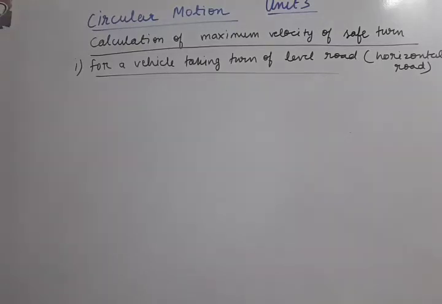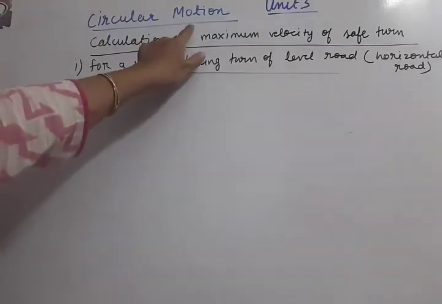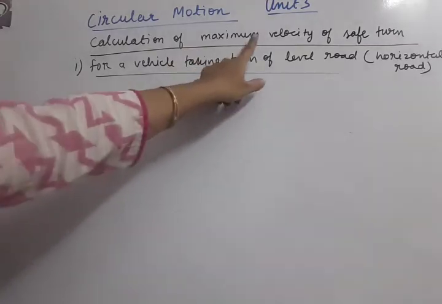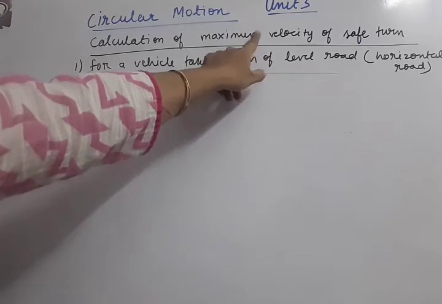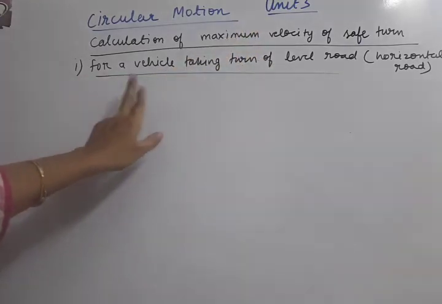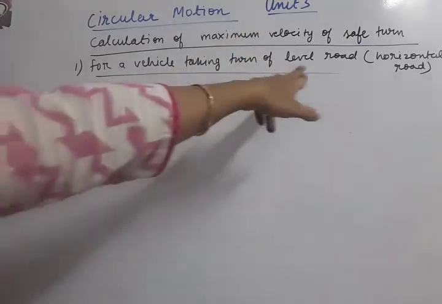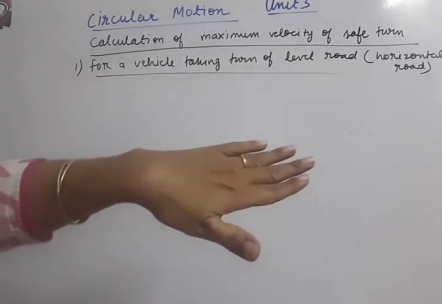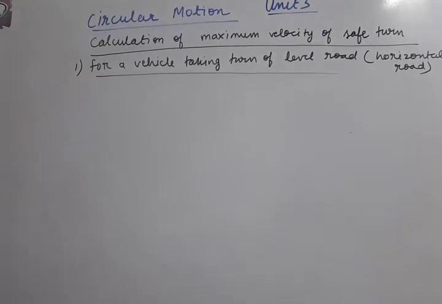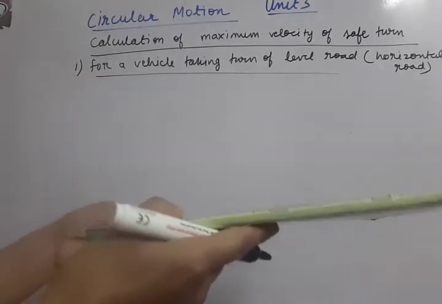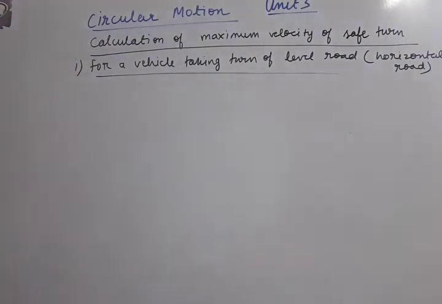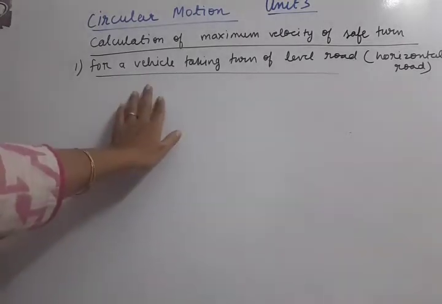Okay, students, in our circular motion topic, now we have to do derivations of the maximum velocity of a safe turn for two cases. One is the horizontal road where the vehicle is taking a turn, and one is the banked road. It will be like this: one is the horizontal road and one is a slightly banked road over which the vehicle can take the turn. So let us start by understanding the first case.